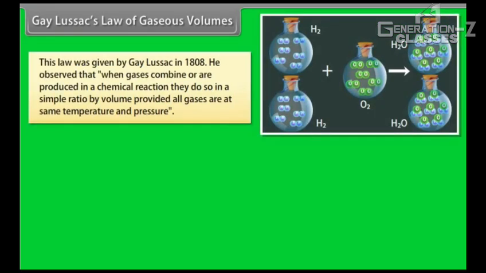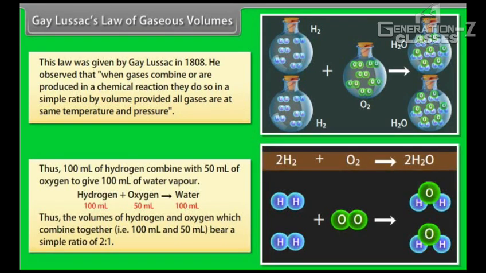Gay-Lussac's law of gaseous volumes. This law was given by Gay-Lussac in 1808. He observed that when gases combine or are produced in a chemical reaction, they do so in a simple ratio by volume, provided all gases are at the same temperature and pressure. Thus, 100 ml of hydrogen combine with 50 ml of oxygen to give 100 ml of water vapor. Hydrogen plus oxygen gives water: 100 ml plus 50 ml gives 100 ml. Thus, the volumes of hydrogen and oxygen which combine together, that is 100 ml and 50 ml, bear a simple ratio of 2:1.